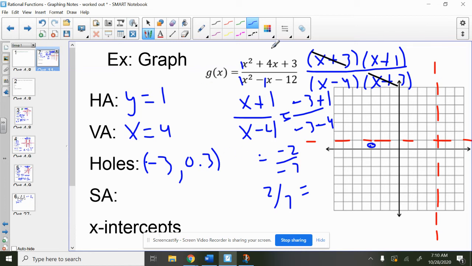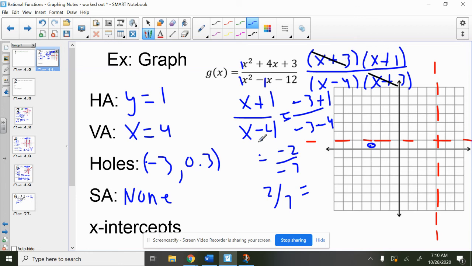Slant asymptote, there's none. That occurs when the degree of the top is exactly 1 bigger. That's not the case. They're the same. X-intercepts, that's when you set your top equal to 0. Now, this one, -3, that's not there because we said that that's a hole. So even though I solve for it and I get it, that's not a part of my domain because a -3 would make the denominator equal to 0, which means that's not a part of its domain.